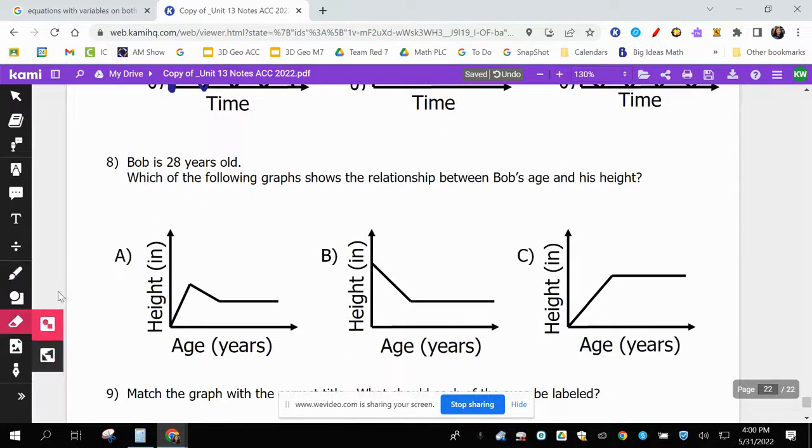Okay. Bob is 28 years old. Which of the following graphs shows the relationship between Bob's age and his height? So Bob would start off growing until he reaches a certain age, and then he would level off. I know some people, quote unquote, shrink as they get older, but Bob's only 28. So which graph shows Bob gradually getting taller and then leveling off to his adult height? Answer would be C.